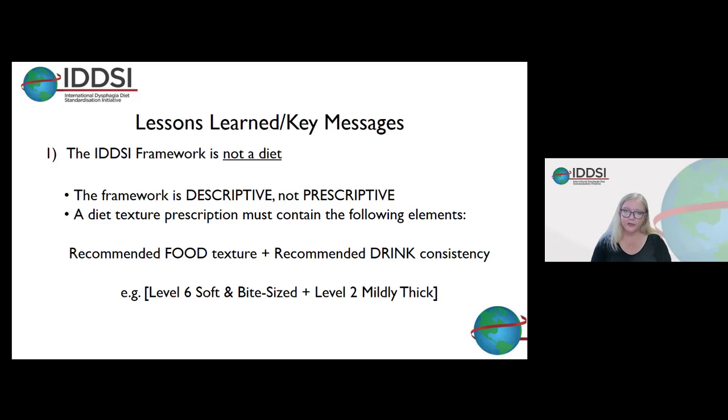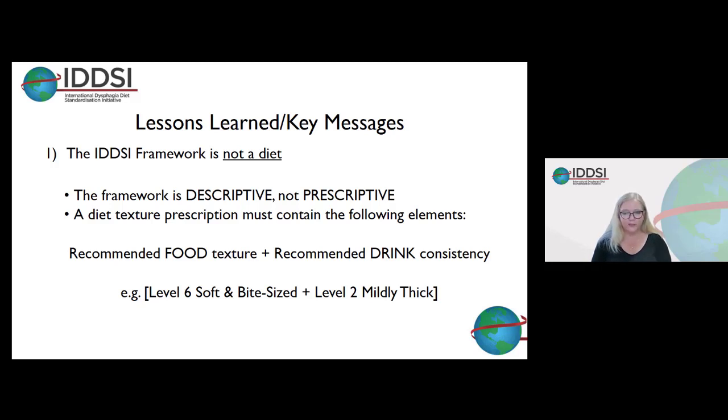When we're describing a diet that has been recommended for a patient, the convention with respect to labeling the textures in that diet is to always include two elements. And those elements are the recommended food texture, and that usually is described first, and second, the recommended drink consistency. And so it's not adequate to say a pureed diet, because that's only covering half of this textural equation, but rather one would need to say a pureed food plus such and such a liquid.